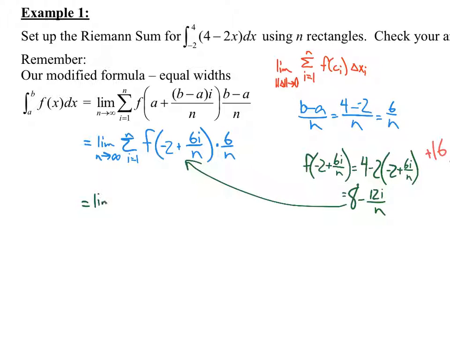So we've got the limit as n approaches infinity of the sum from i equals 1 to n of 8 times 6 over n is 48 over n, minus 12i over n times 6 over n is 72i over n squared. So we plug that in. That's f of this times the 6 over n, which gives us this right here.